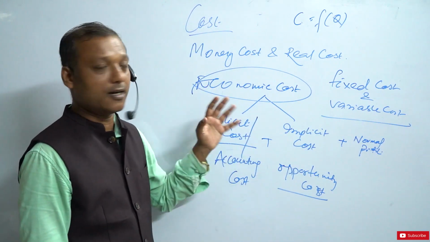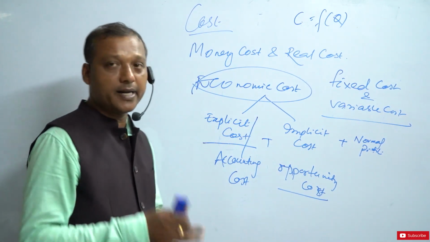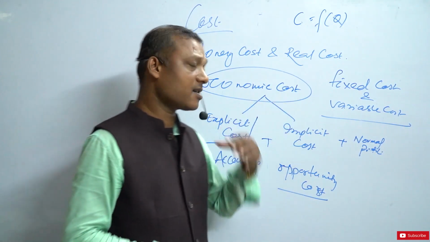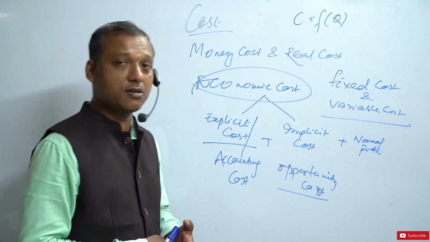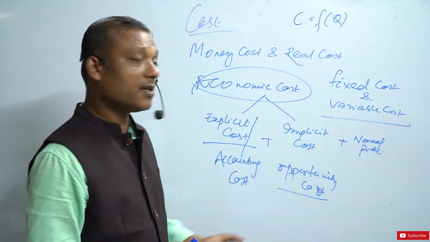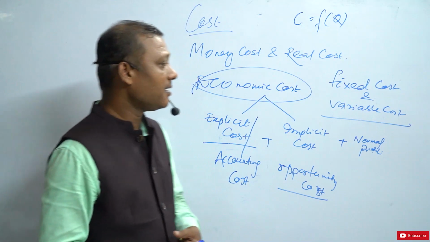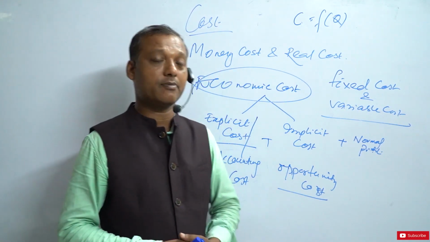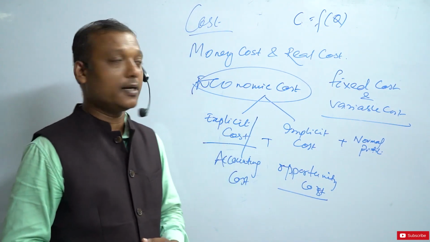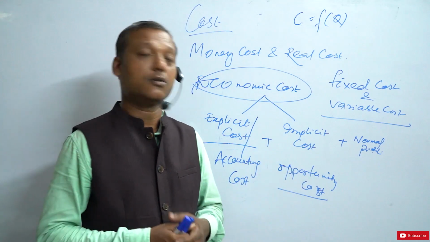So I hope you understood the terms related to the cost concept. In the course of our discussion, we will discuss many things and many theories: short run and long run cost, total fixed cost, total variable cost, average cost and marginal cost, and average fixed cost and average variable cost. But for the time being, I think you have understood all the fundamental concepts of cost. We have analyzed different types of cost. Thank you very much.